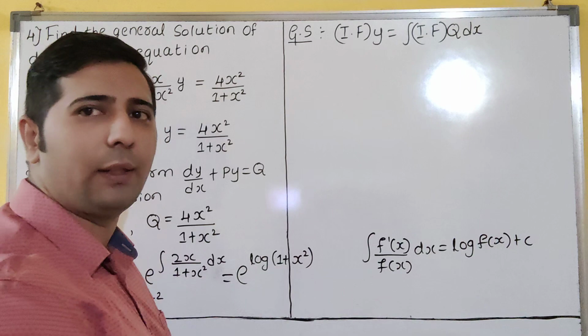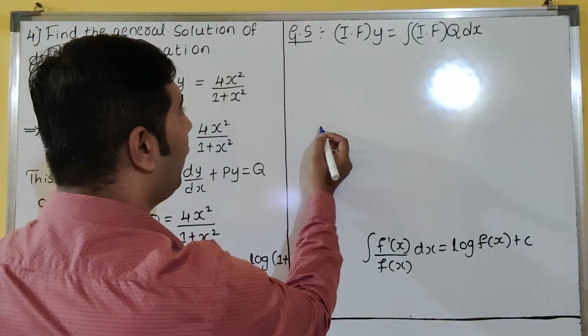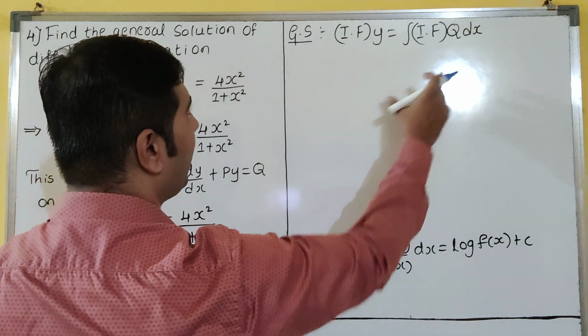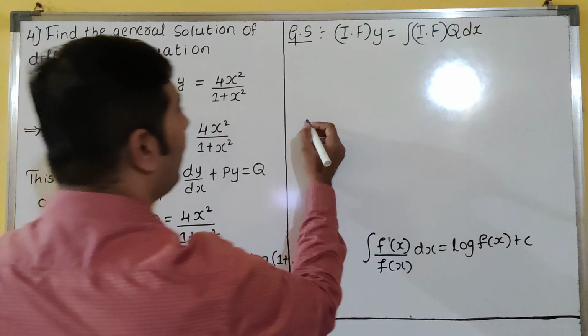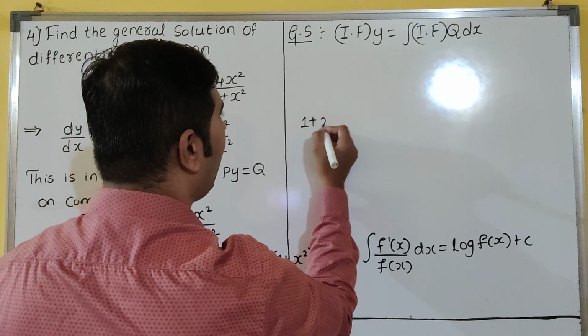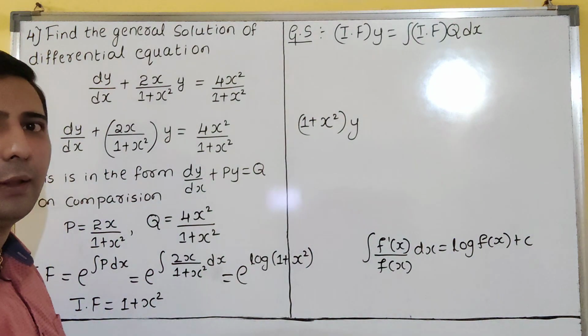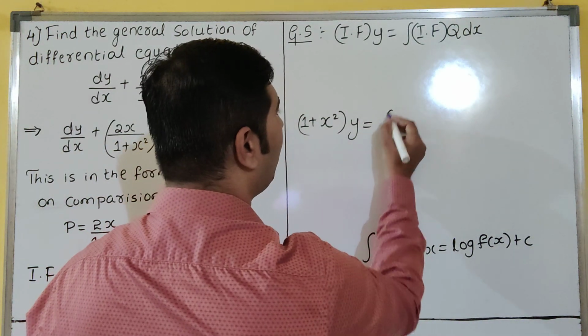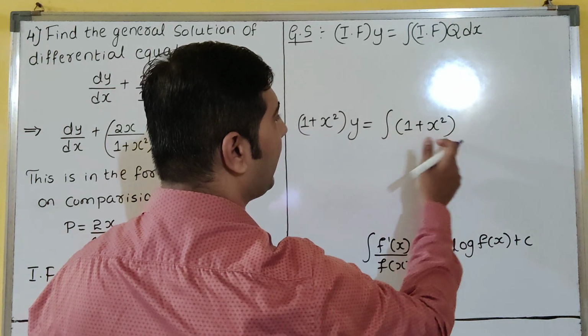So now how to write a general solution, you see. I will write here below, because the light is reflecting here. So IF is how much? What is IF? 1 plus x square into y is equal to 1 plus x square, into IF, which is 1 plus x square.